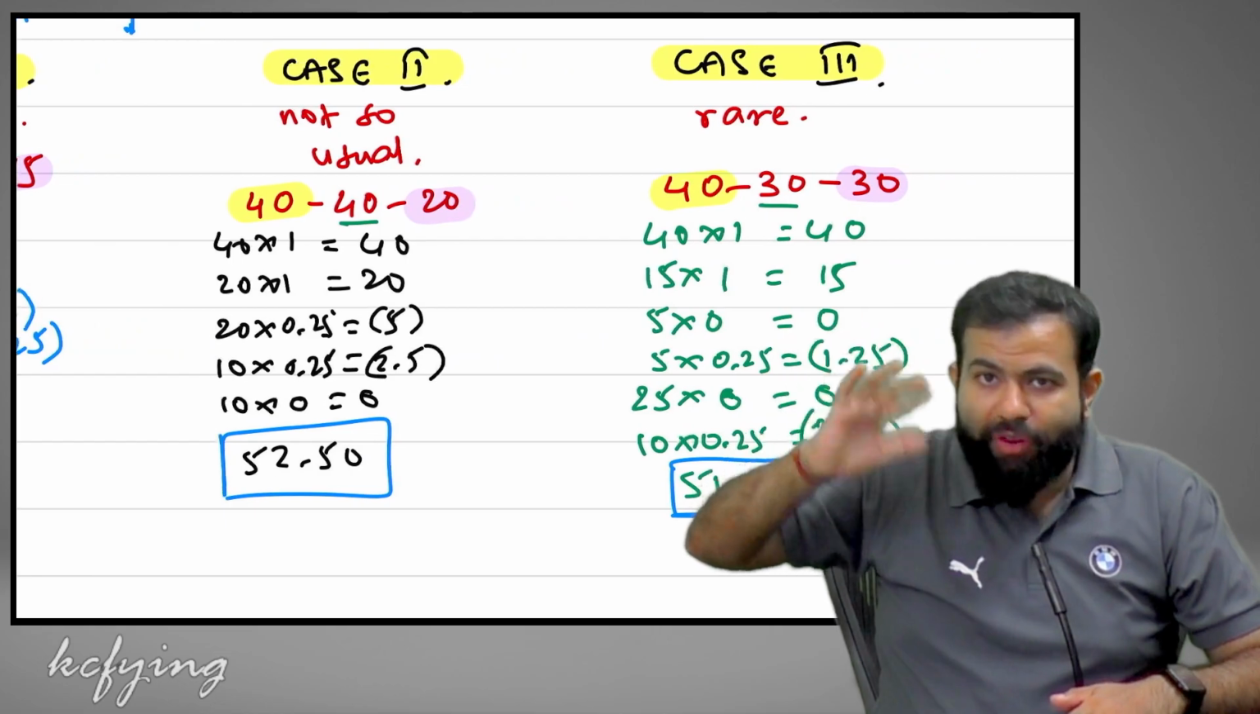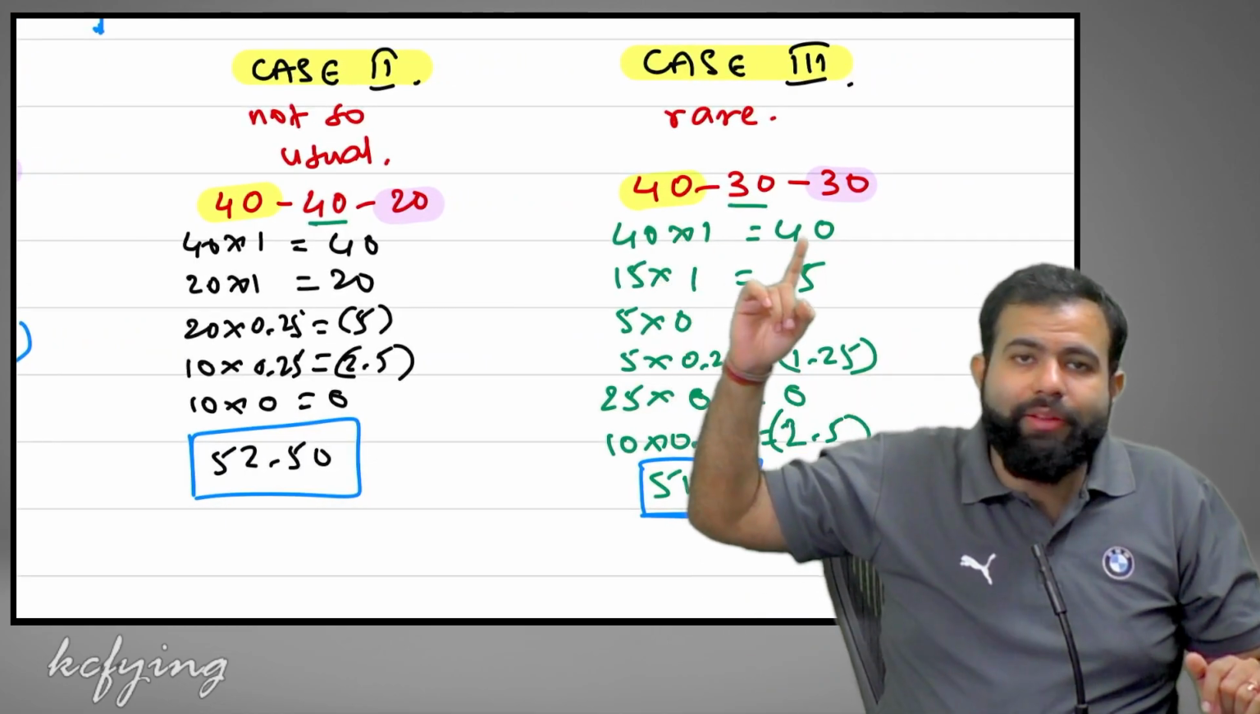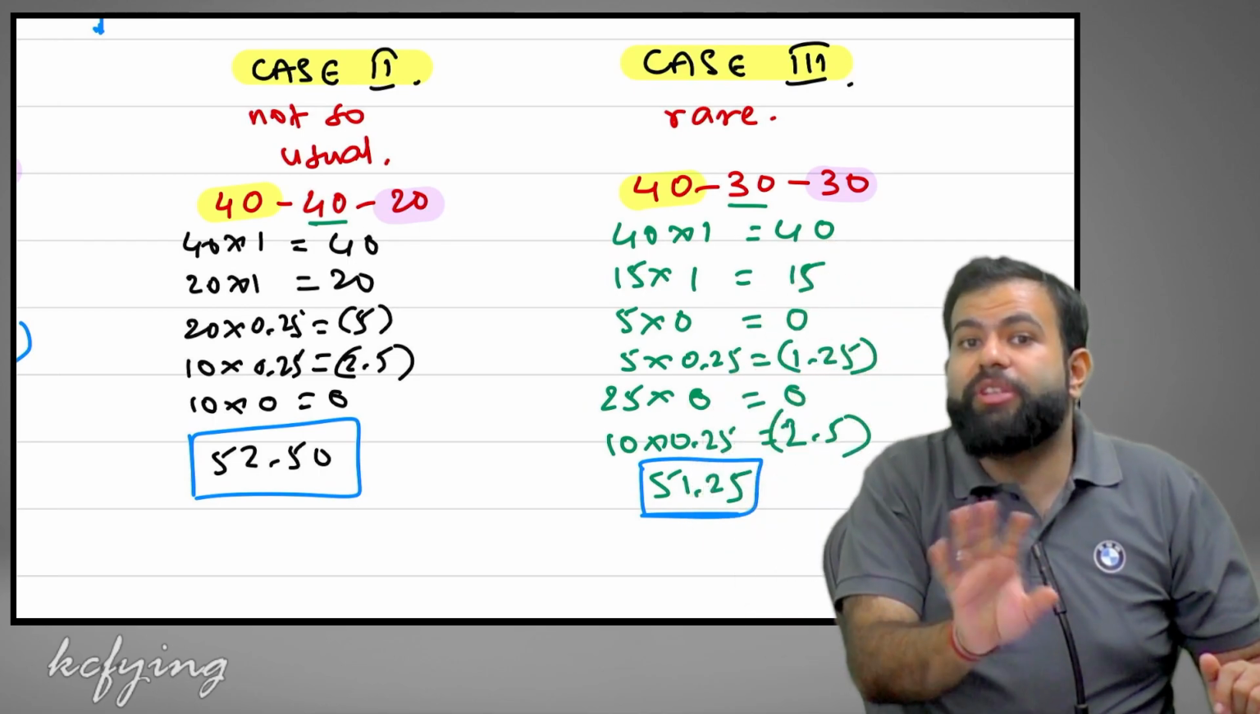And case 3, which is very rare, but it can come in the exam and we should be prepared for it, right? So that is 40, 30 and 30, which is still not a disastrous situation.